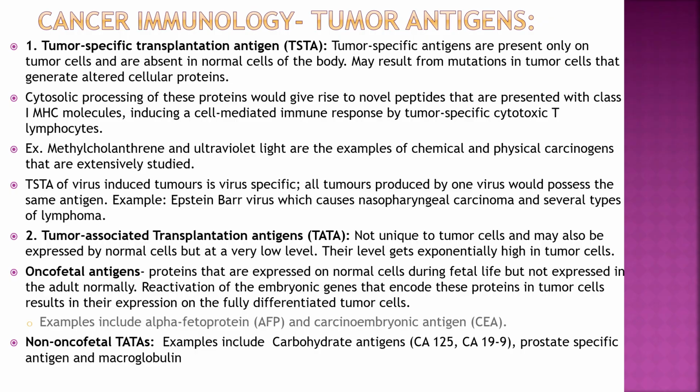Cancer immunology. Tumor antigens are of two types: tumor-specific transplantation antigen, that is TSTA, and tumor-associated transplantation antigen, that is TATA. Tumor-specific antigens are present only on tumor cells and absent in normal cells of the body. They may result from mutation in tumor cells that generate altered cellular proteins. Cytosolic processing of these proteins gives rise to novel peptides that are presented with class I MHC molecules, inducing a cell-mediated immune response by tumor-specific cytotoxic T lymphocytes.